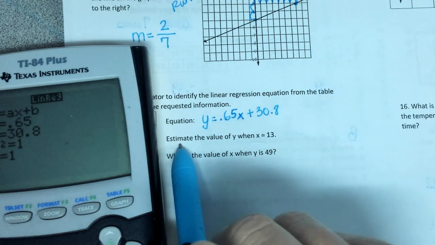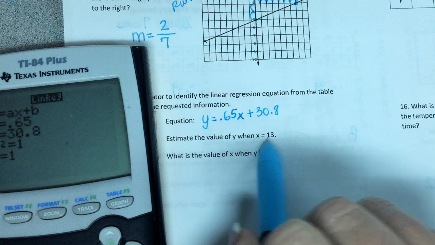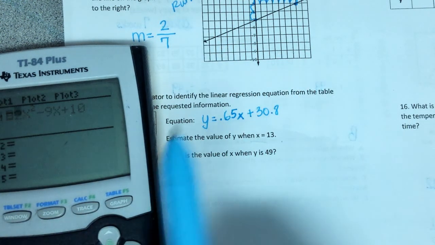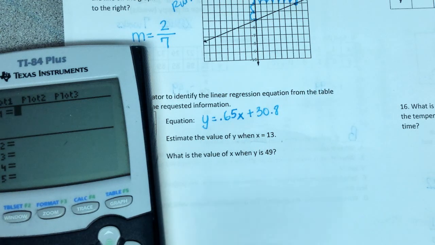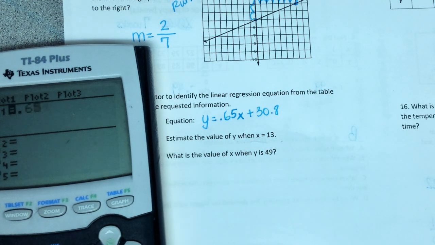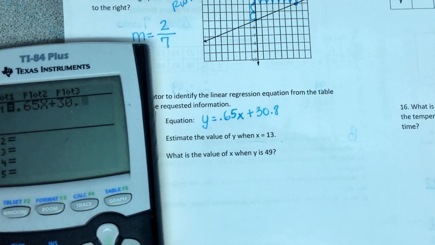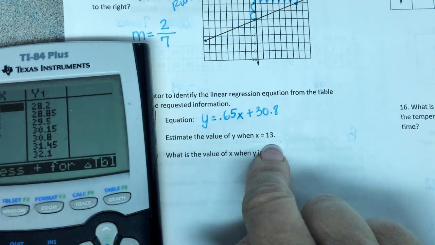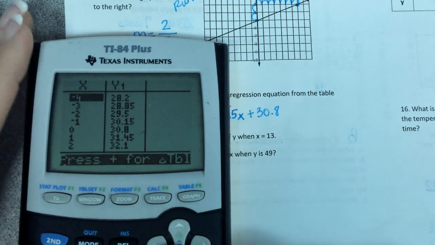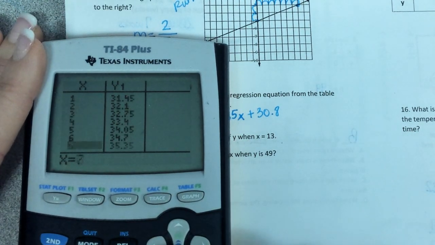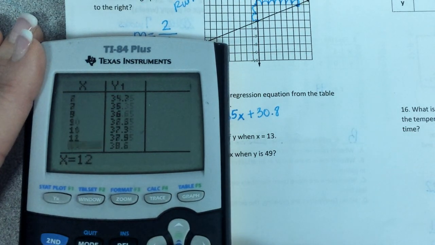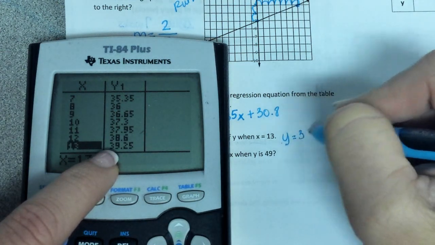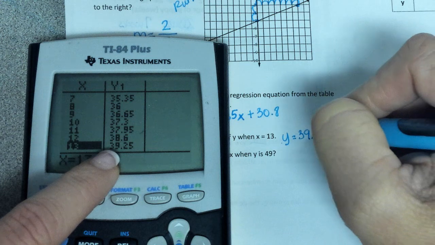So next it wants me to estimate the value of y whenever x equals 13. So all I'm going to do is go to y equals, and I'm going to input this equation right here that my calculator gave me. So 0.65x plus 30.8, and then I'll go to the table. And again, I'm looking for y whenever x is equal to 13. So I'm just going to scroll until I find x as 13. And I see that my y value is 39.25. Yes, 39.25.